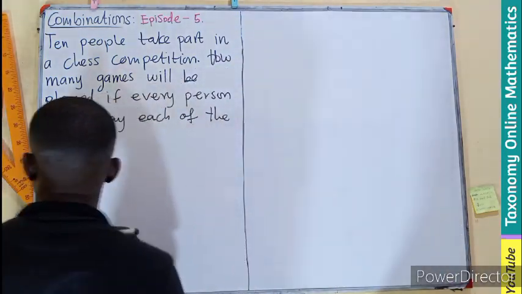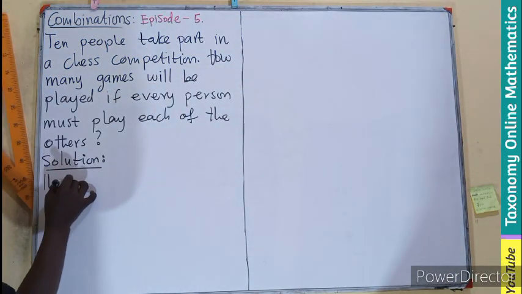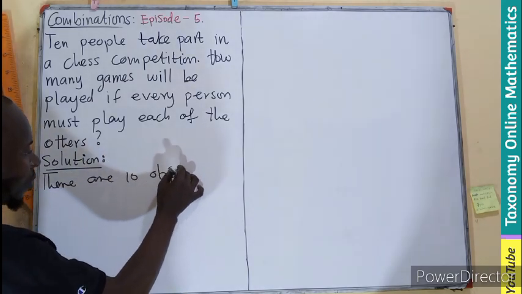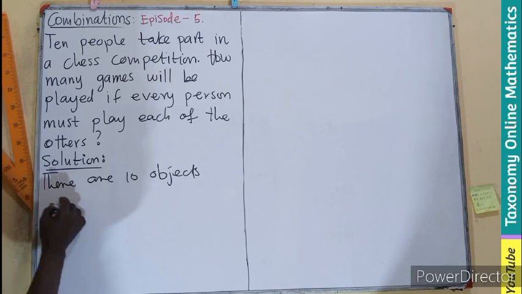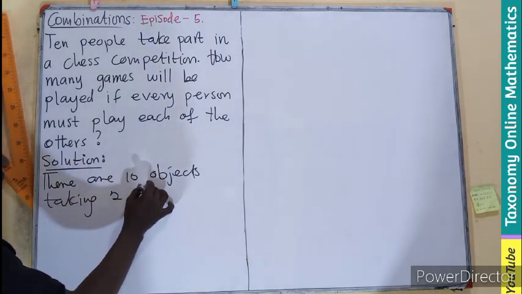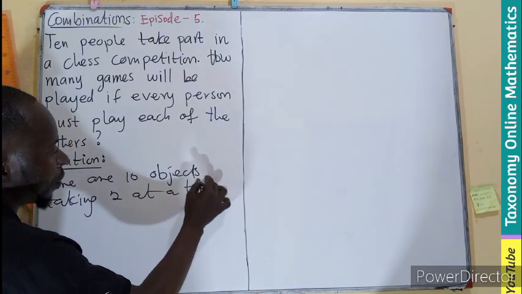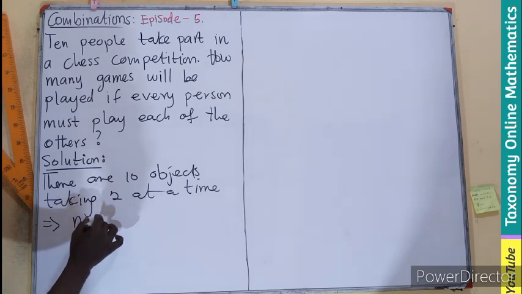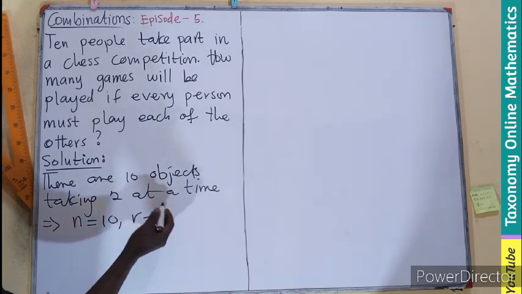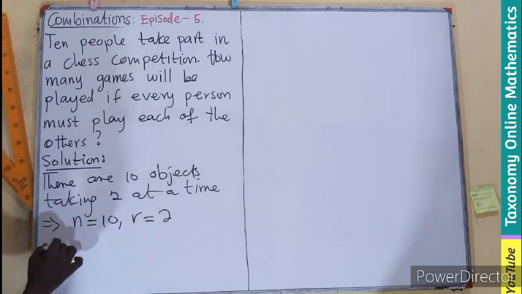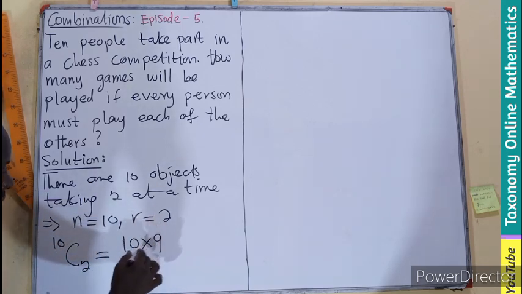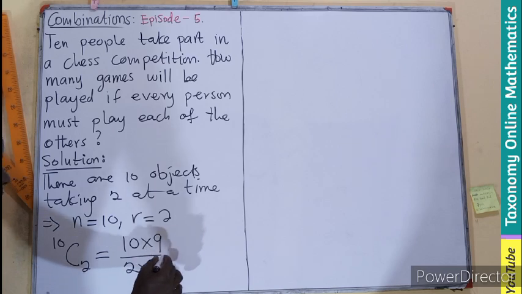So that is giving us 10 objects, taking 2 at a time. So that is going to be n is going to be 10. Our r is going to be 2. So 10 combination 2 becomes 10 times 9 over 2 times 1.